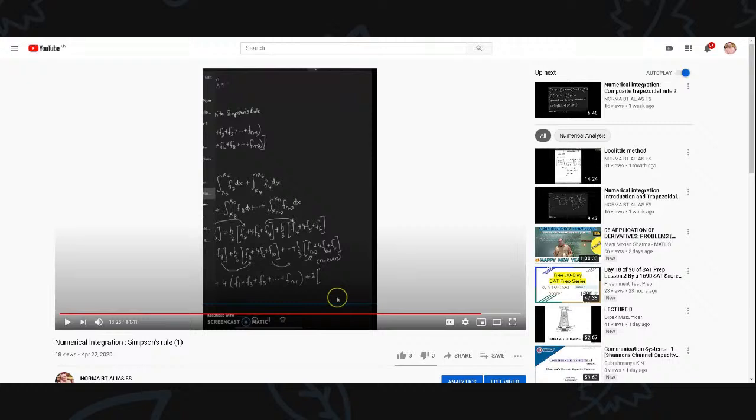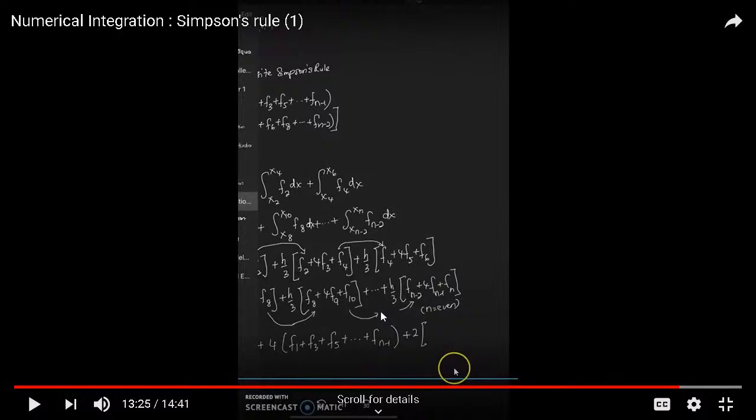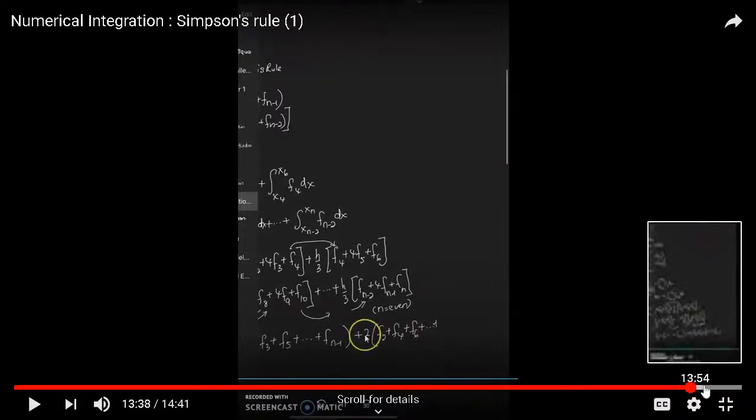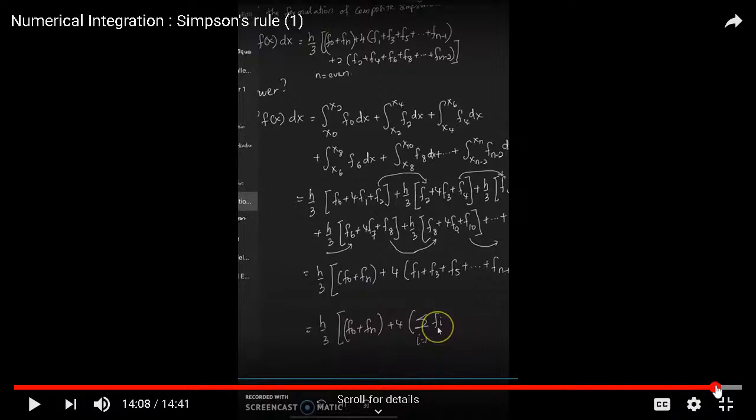This one is an example of the trapezoidal rule. We go to the Simpson's rule. I want to focus on this one, the Simpson's rule. So we develop the composite Simpson's rule by using this formula: 4 times f1, f3, up to the odd values, and then for the even numbers, we have 2 times.